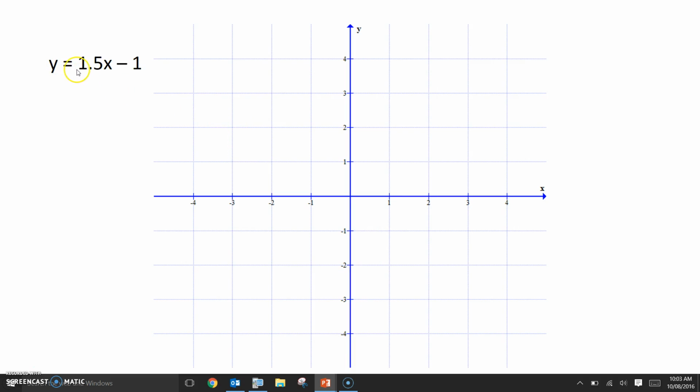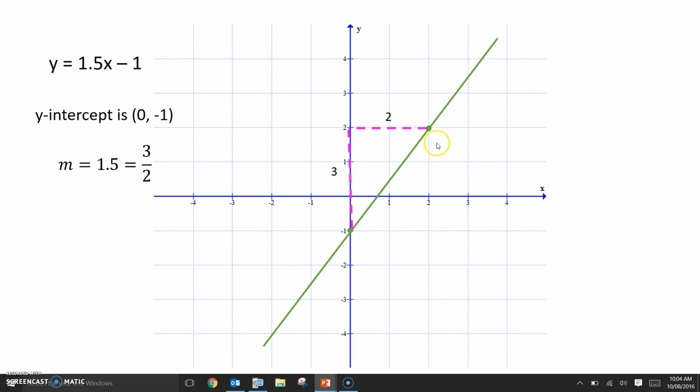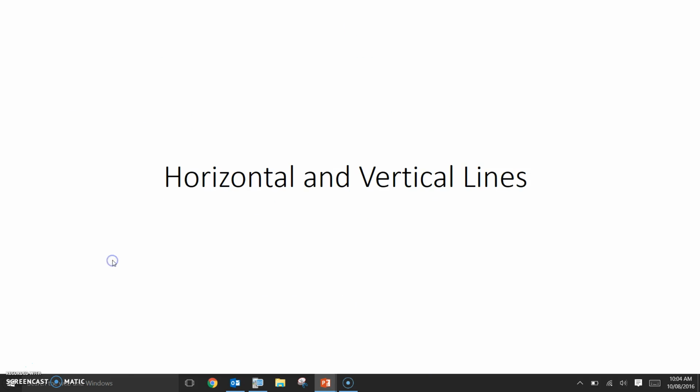Last one. You've got y equals 1.5x minus 1. So minus 1 is the y-intercept, put a dot there. 1.5 is 3 over 2. So you go up 3 across 2, and put another dot, and then join them up. You go up 1.5 across 1 to get there, or from here you go up 3 across 2, so that line looks really good. Okay, so that's the slope-intercept method, gradient-intercept method.